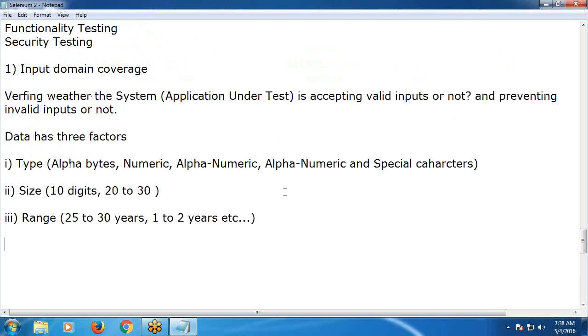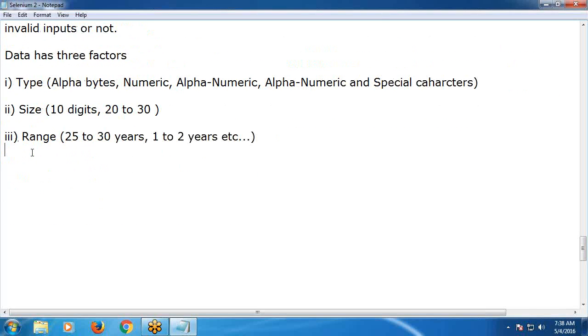Okay, Mamata, input domain coverage. Yes, sir. Any queries? Input domain coverage. No, sir. Okay, cool. Good. Output domain coverage.